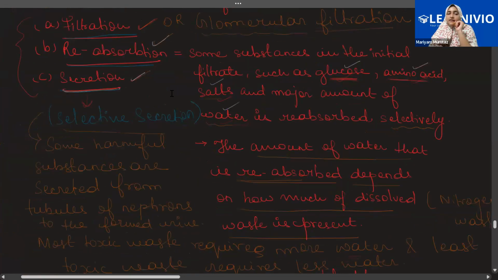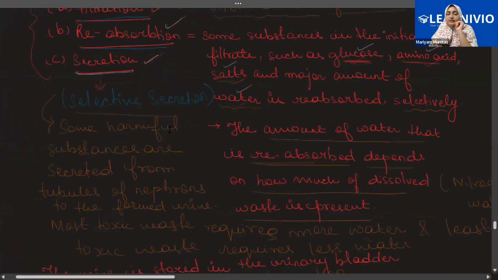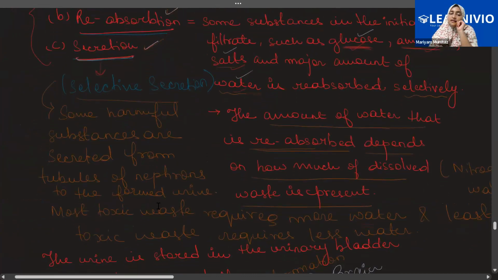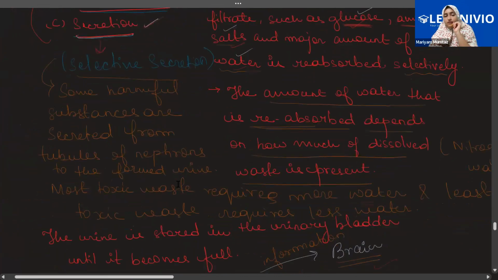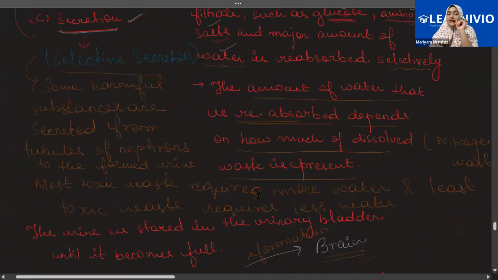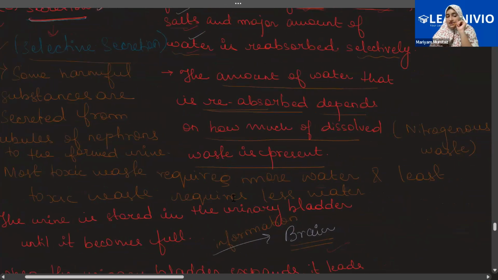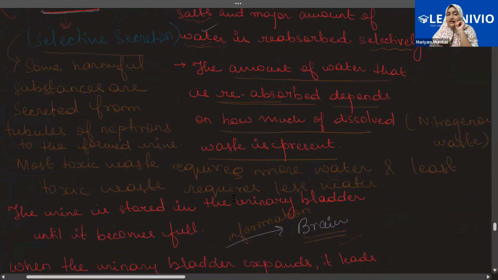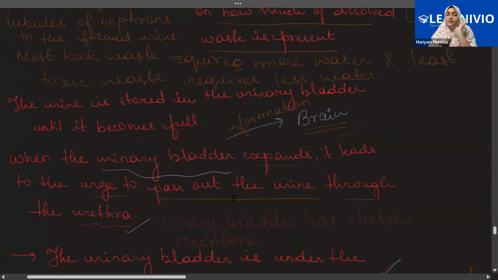Then comes selective secretion. So some harmful substances are secreted from the tubules of nephrons into the urine. Okay, so selective secretion also takes place. Most toxic waste requires more water and least toxic waste requires less water. Ultimately, after this, the urine has been formed.